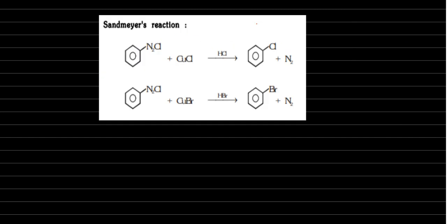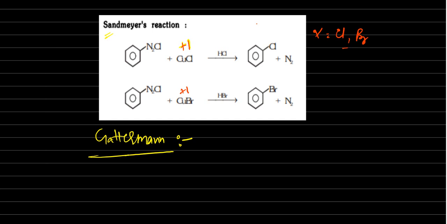Now, next, Sandmeyer reactions. The Sandmeyer reaction we already discussed, but again, as revision, it is Sandmeyer and Gattermann. Similar reactions are there. In the Sandmeyer reaction, S is there, that is cuprous, plus 1 oxidation state. Cuprous chloride we are taking. Here X means chlorine, bromine. Chlorobenzene and bromobenzene we can prepare.